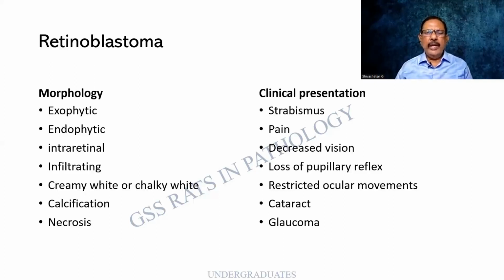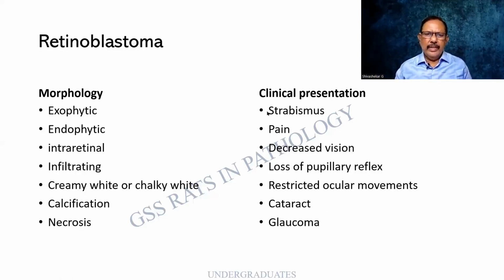Now it is a tumor of the eye. So what can be the clinical presentations? Strabismus, pain, decreased vision, diminished vision obviously will be there. Loss of a pupillary reflex and restricted ocular movements. Obviously, when there is something large inside, it is restricting. Surprisingly, there can be a juvenile cataract or a glaucoma that can be developing in these patients.